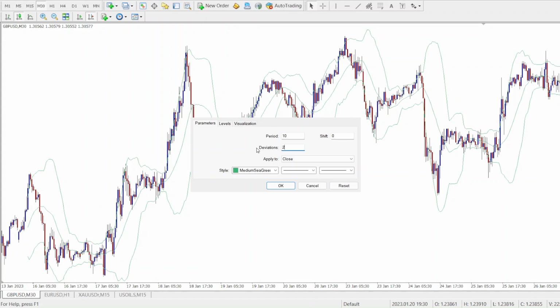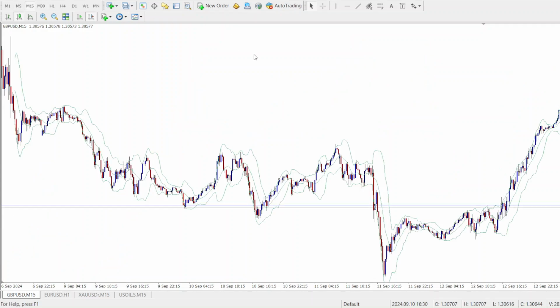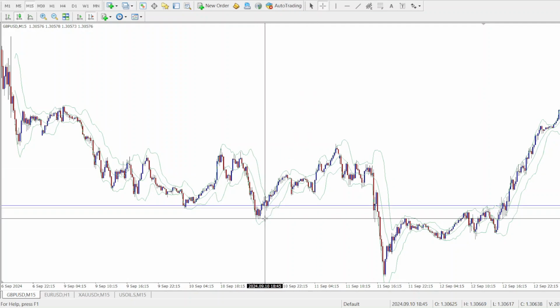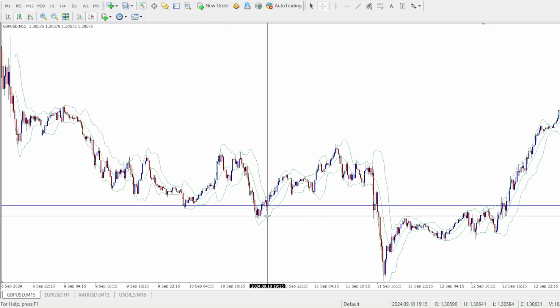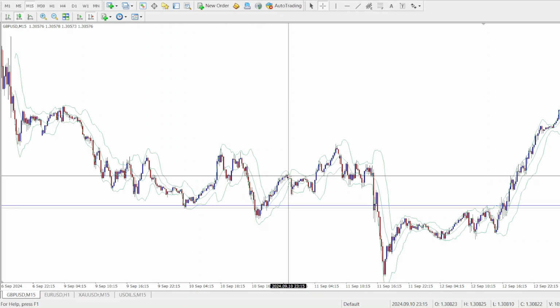Now, how do you identify opportunities using the Bollinger Bands? Remember that we are scalping, okay? So a buy signal is when the price touches the lower band. Basically, when price touches the lower band, it indicates that price is in an oversold condition, presenting a potential buying opportunity. On the other hand, a sell signal is when price touches the upper band, indicating an overbought condition, signaling a potential selling opportunity.